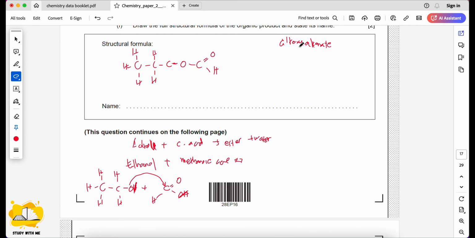Okay, so it's not alkoxy alkanoate, but alkyl alkanoate. We have two carbons here, so it's ethyl methanoate, because there is only one C here, methanoate. All right.